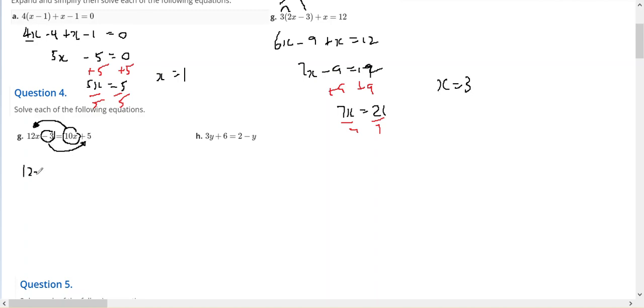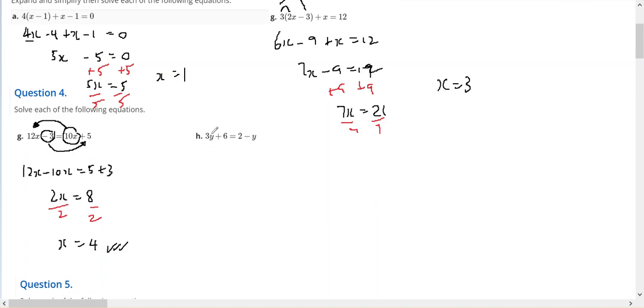So it'll be 12x minus 10x equals 5 plus 3. The 10x became minus 10x, and the subtract 3 became plus 3. 2x equals 8. Divide both sides by 2. That leaves me with x equaling 4.